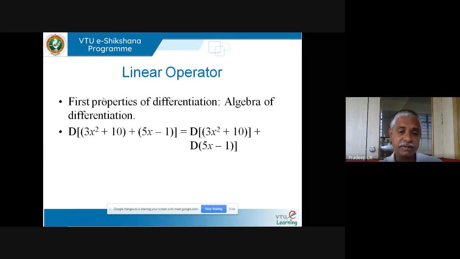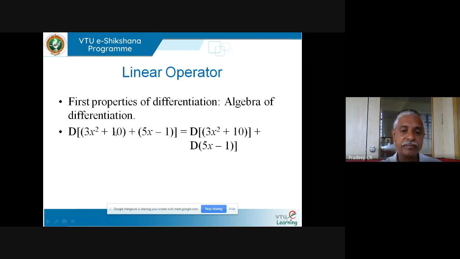You give me a function, here it is 3x squared plus 10, and give me another function 5x minus 1. When I add these two and then take the derivative, this is the same as taking the derivative of each function separately and then adding. You have to respect this addition. You have to understand this addition and this addition are different. This addition is addition before differentiation, whereas this addition is addition after differentiation. This is something which you need to keep in mind.